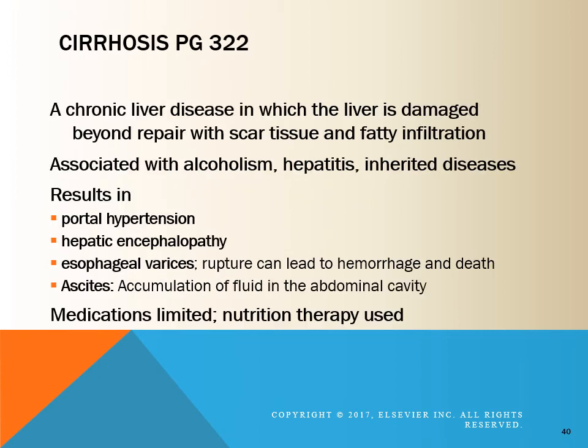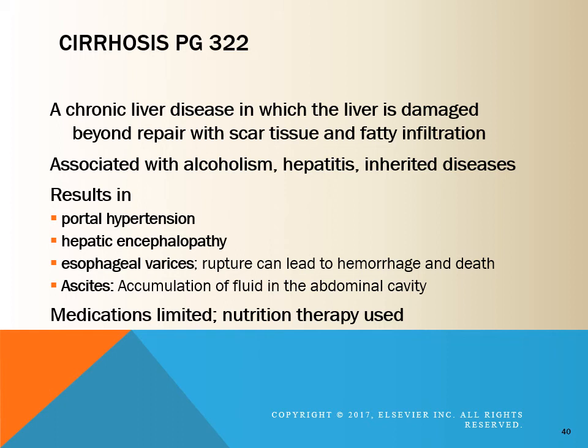All right, so another liver disease here, cirrhosis. A chronic liver disease in which the liver is damaged beyond repair with scar tissue and fatty infiltration. So the liver usually removes ammonia from the blood. With cirrhosis, that capability is lost. So if we're not removing ammonia, it's going to build up. If it continues to build up in the blood, it ends up damaging the brain. We do have a slide on that. So, very big issue here, cirrhosis and the buildup of ammonia.